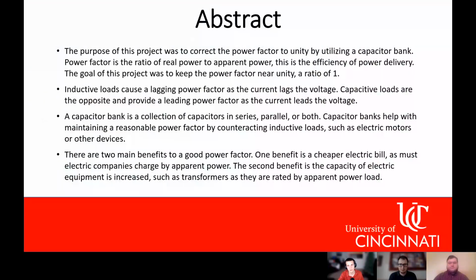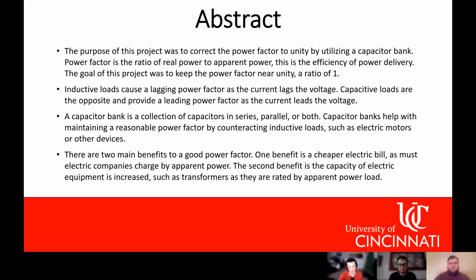The goal of this project is to correct power factor by using a capacitor bank. Power factor is the ratio of real power to apparent power, and this is a measure of efficiency of power delivery. Power factor can be lagging, which is inductive. It could be at unity, which is purely resistive, or it can be leading, which is capacitive. A cap bank, on the other hand, is a collection of capacitors in series, parallel, or both with the load. Capacitor banks help by making the power factor better by counteracting the inductive loads, such as an electric motor.